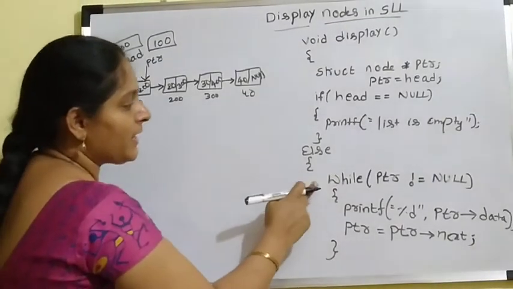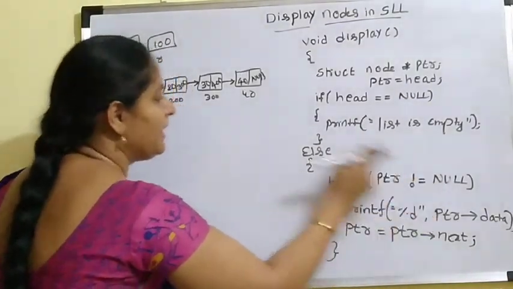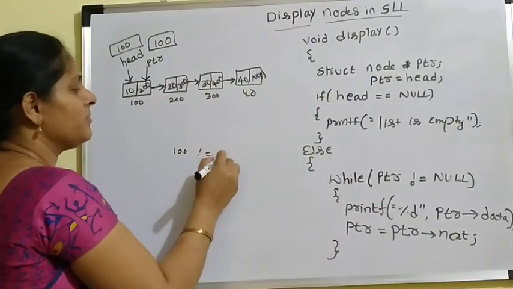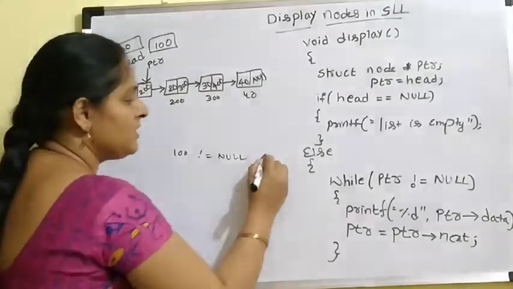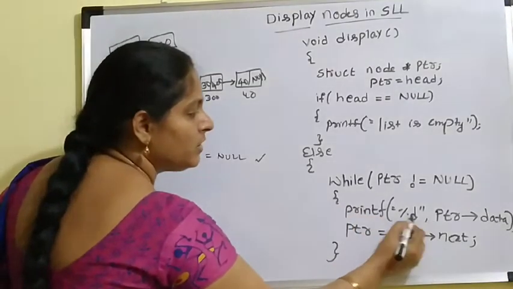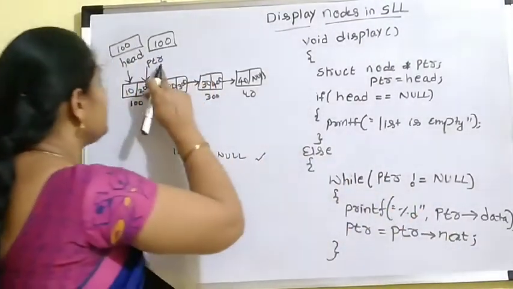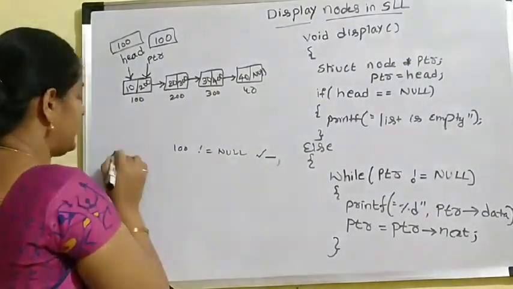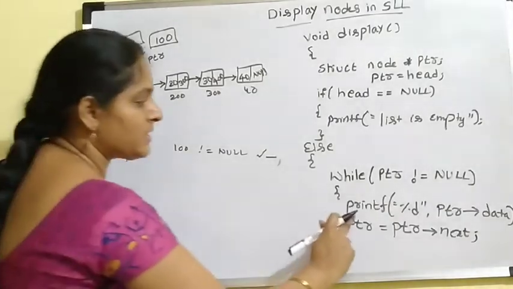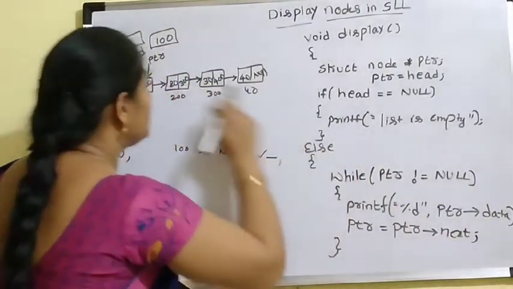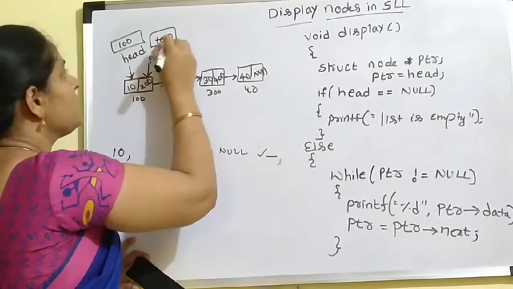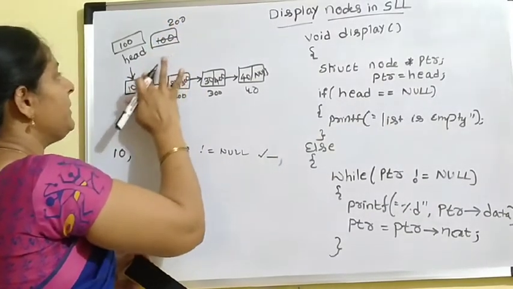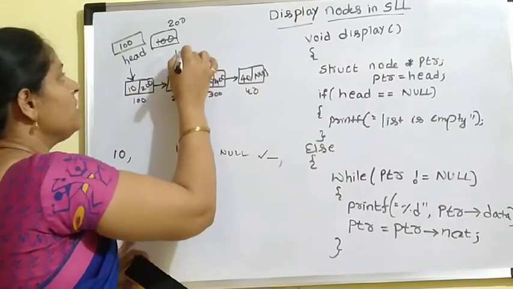So here, the condition is while PTR not equal to null. Here what is PTR? 100. So 100 not equal to null. Condition satisfied, we'll enter into this loop. We'll print PTR data. What is the PTR data? 10. So 10 will be printed here. Next, PTR equal to PTR next. What is the PTR next? 200. So that 200 will be assigned to the PTR. If you assign 200 to the PTR, PTR moves to the second node position.